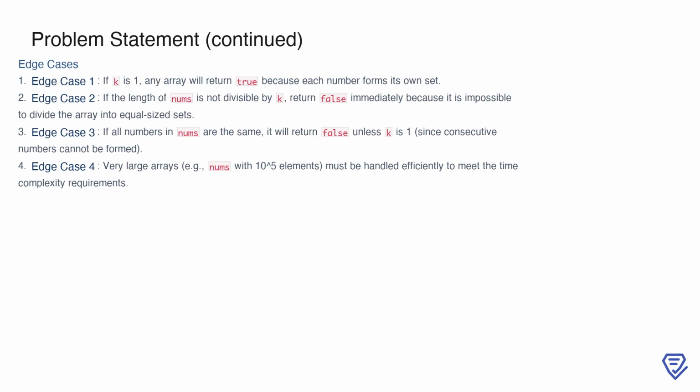There are also some important edge cases to consider. First, if k is 1, then any array will return true because each number can form its own set. Second, if the length of the array is not divisible by k, we can immediately return false, since it's impossible to divide the array into equal-sized sets. Third, if all the numbers in the array are the same, the result will be false unless k is 1, because consecutive numbers cannot be formed in this scenario. Finally, we need to handle very large arrays efficiently, as the length of nums can go up to 100,000. This means our solution must be optimized to meet time complexity requirements.